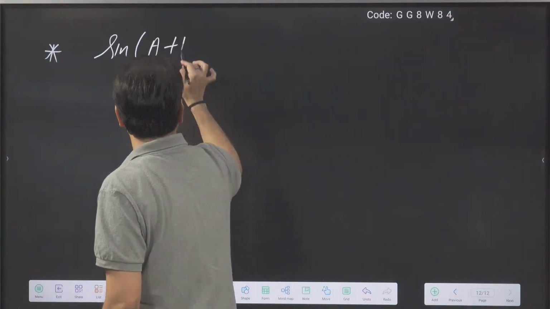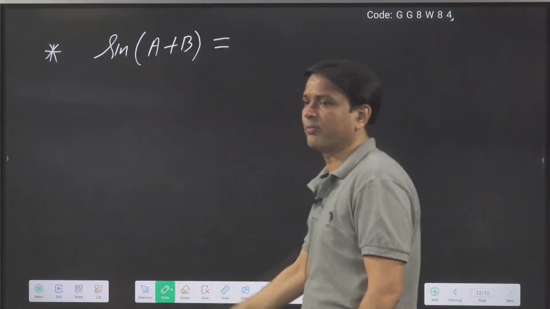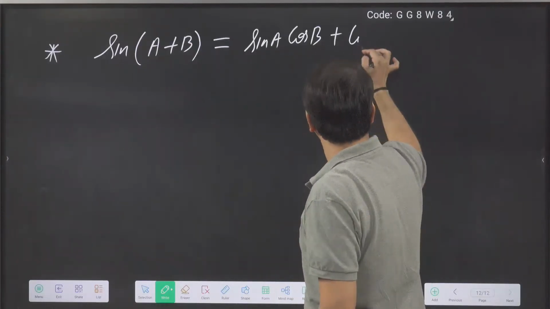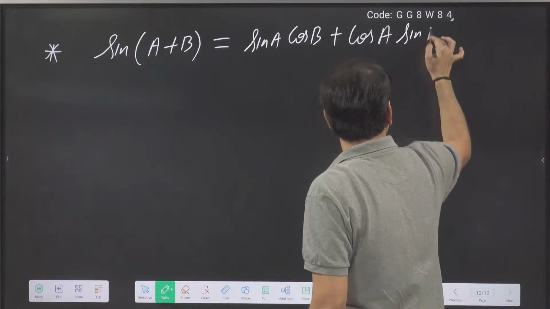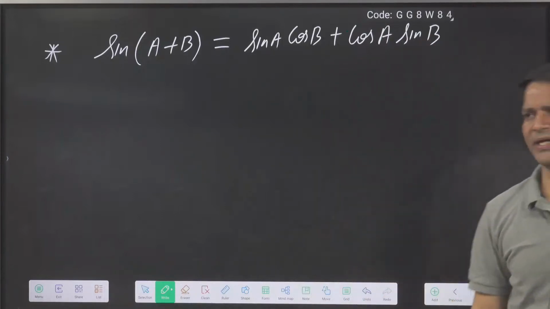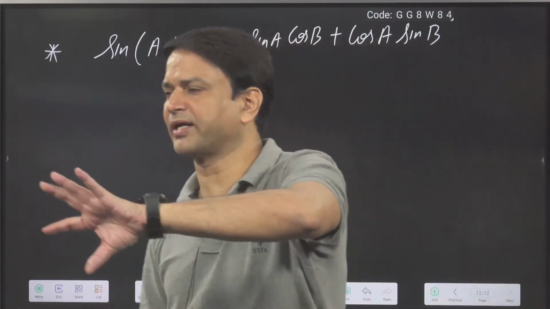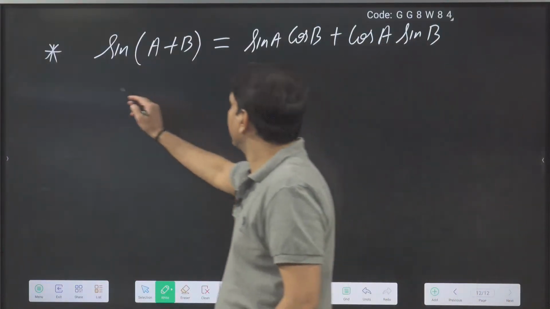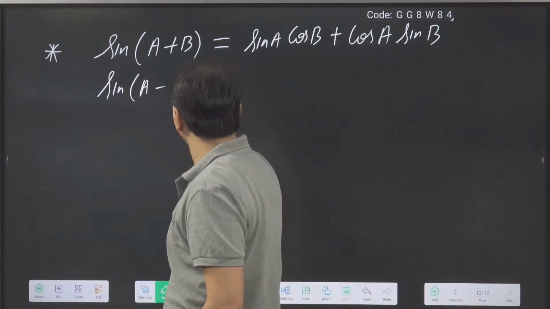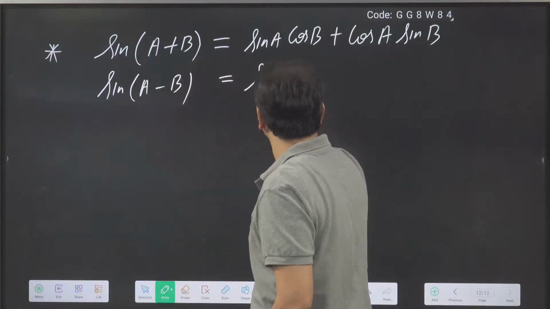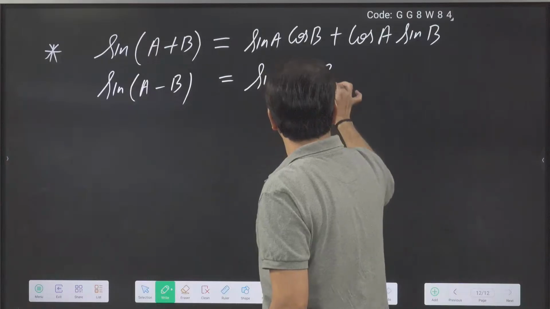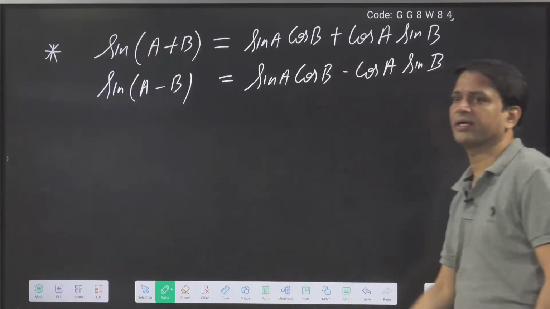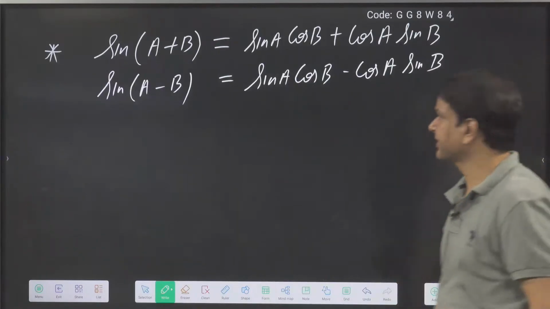Sine of a plus b. What is the formula? Sine a cos b plus cos a sine b. In sine of a plus b, in one term we take sine and in the other we take cos, so it is a combination of sine and cos. So sine a cos b plus cos a sine b. If I am writing sine of a minus b, then in between a minus will come. So sine a cos b minus cos a sine b. Similar formula, only the minus sign will be in between.